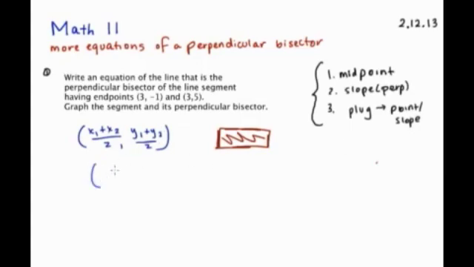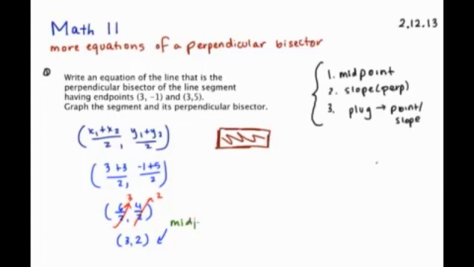So let's do this. So we have 3 plus 3 over 2, comma -1 plus 5 over 2. Okay, let's simplify this some more. We've got 6 over 2, and that's 4 over 2. And this is 3, this is 2. So our answer is going to be 3, comma 2. And this, right here, that is our midpoint. Okay, so step 1 is done. So we should give that a green check.